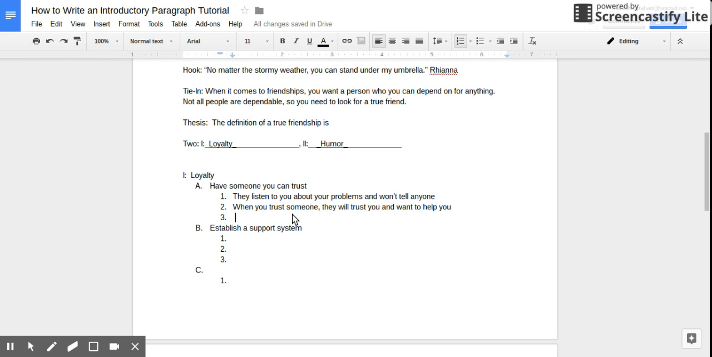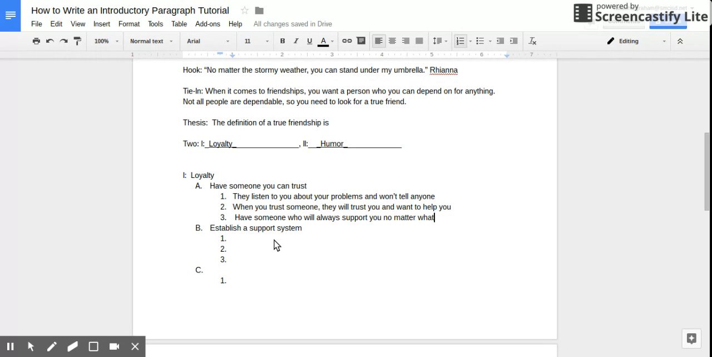3 reasons why it's important to have someone you can trust. You will have someone who will always support you no matter what. Now, what I'm going to do is take a second and go through and look at these sentences or sentence fragments and make sure that they're in the order that I want them to appear in and they're all strong. If they're not strong, then I'm going to cut one out.